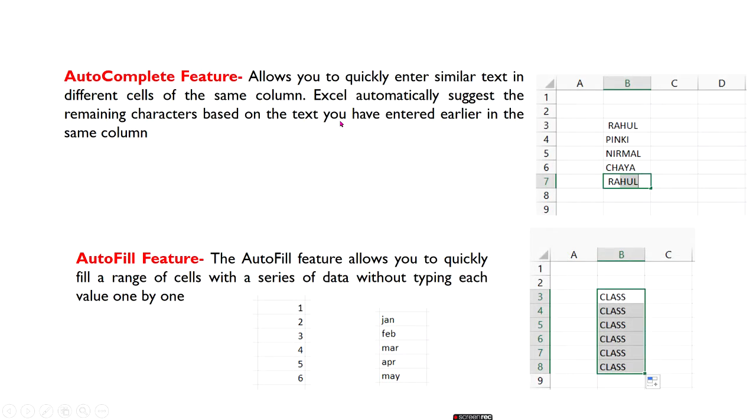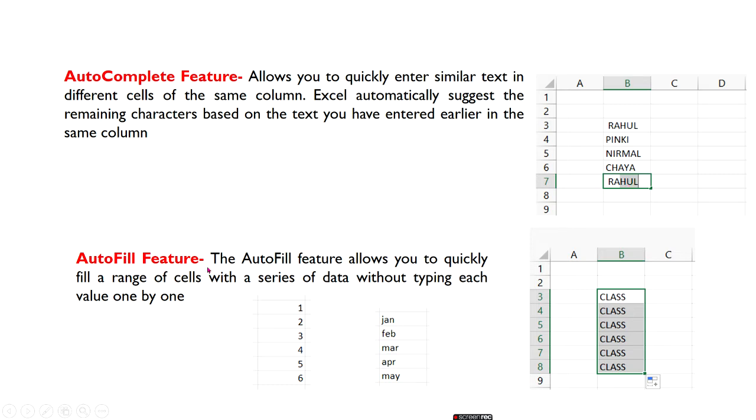Another feature is the autocomplete feature, which allows you to quickly enter similar text in different cells of the same column. Excel automatically suggests the remaining characters based on the text that you have already entered in previous cells. You can have a look at this slide. Here data are entered as Rahul, Pinky, Nirmal, Chaya, and if we enter Rahul again, the word is quickly completed, because this kind of word has been entered previously. So this will come as a suggestion. If you wish, you can keep it, otherwise you can remove the letters, whichever you want.